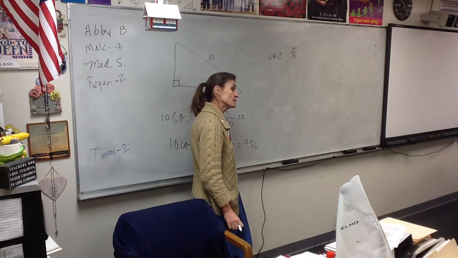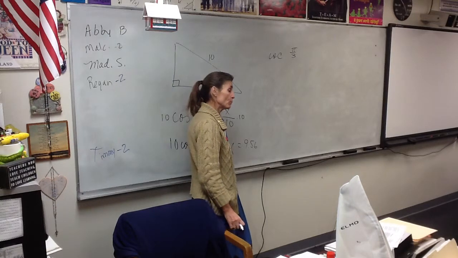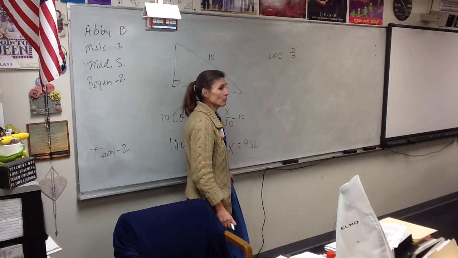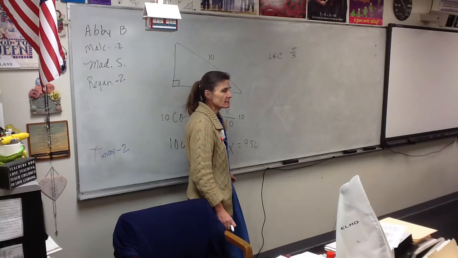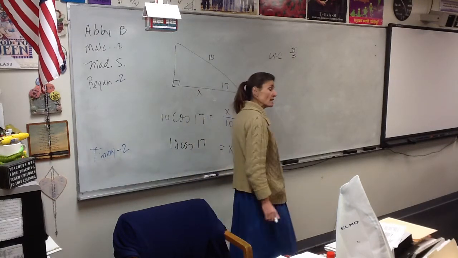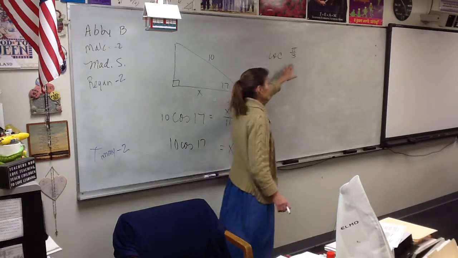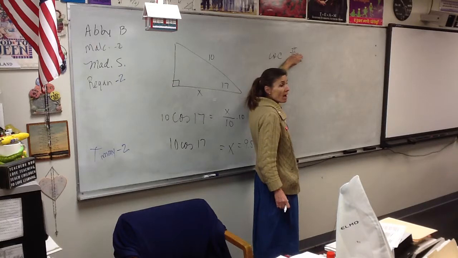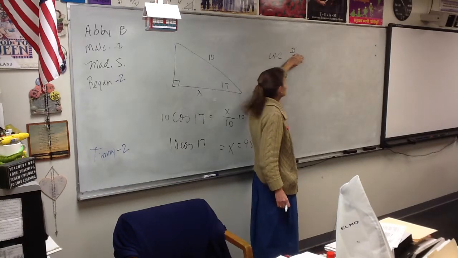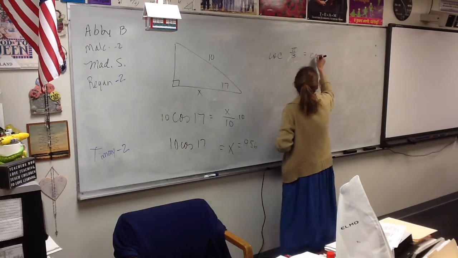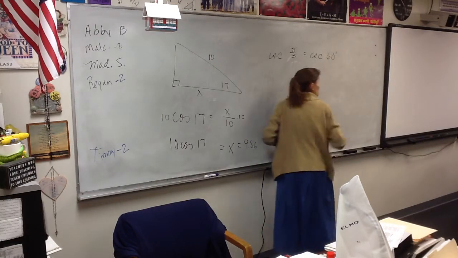Everybody's paying attention. This is a very important problem, a great problem to look at. Does anybody remember from yesterday how we started this kind of problem? Right, very good, Bryce, we changed the angle measure into degrees. So we all know that pi is 180. Divided by 3 would be 60. So this is the same as the cosecant of 60 degrees.